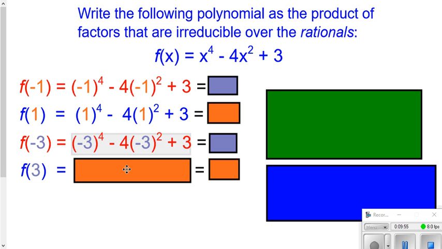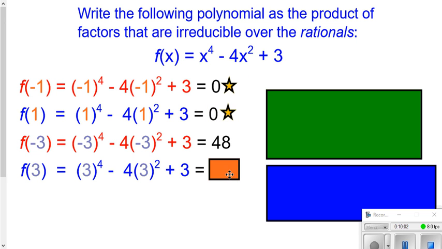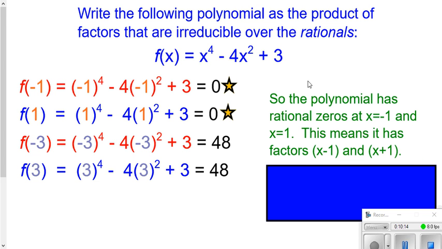Each time, again, all we are doing is just substituting it into our polynomial and evaluating to see what we get. Now, when we evaluate, we only found two possible rational roots, -1 and +1. So the polynomial has rational roots or rational zeros at x equals -1 and x equals 1.